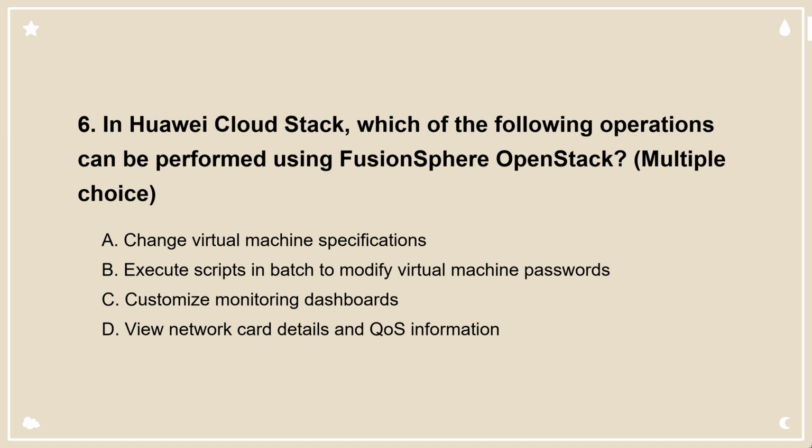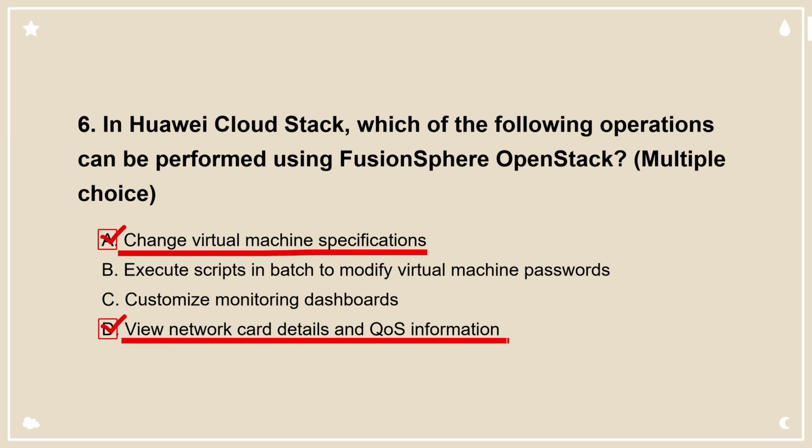So the correct answers are: FusionSphere OpenStack allows you to resize virtual machines when workloads change and view detailed information about network interfaces like QoS settings. These features make it easier to manage resources efficiently.